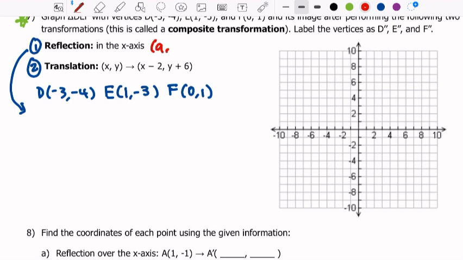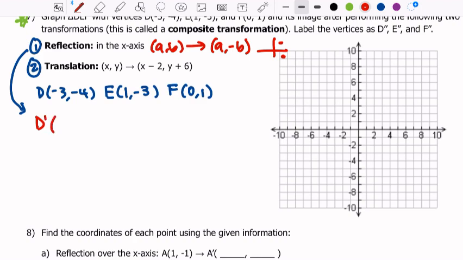So I'm going to start with the point A, B, and then I know when I reflect across the x-axis, okay, it's just going to change the sign of my y-coordinate. So I'm going to be at A, -B. So if I do this to all of my points, D, E, and F, well, when I make one transformation, I'm going to put a little prime next to it. Okay, so here we go.